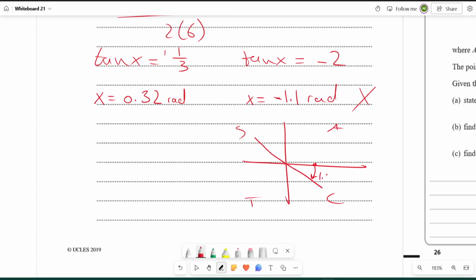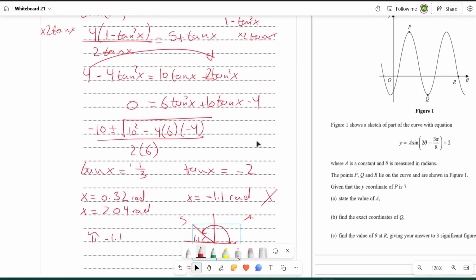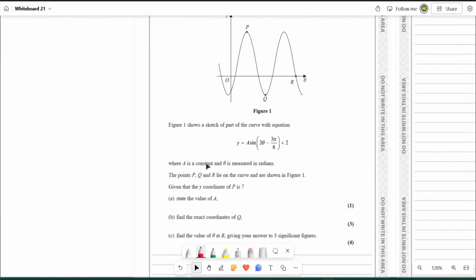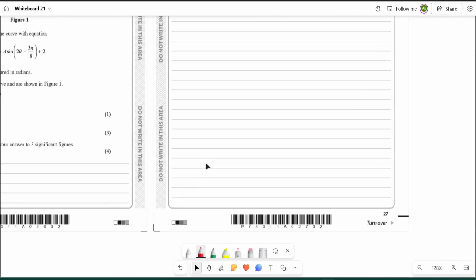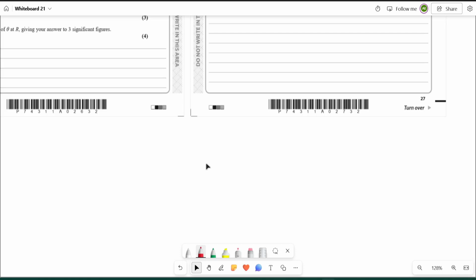So this is 1.1. We need to start from the tan, move anti-clockwise until this part. If this is 1.1, this is also 1.1. So if we want this angle, it's going to be pi minus 1.1. So pi minus 1.1 is 2.04. So the next answer is x equals 2.04 radians. And this is going to be the final answer for this question. Okay, very interesting. This is the final question. Okay, that's the final question for today.